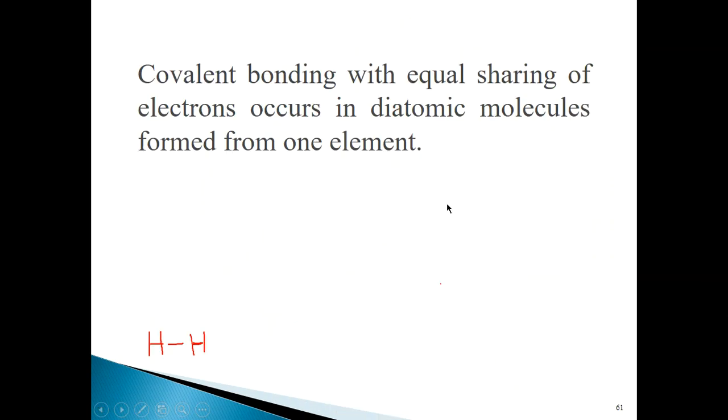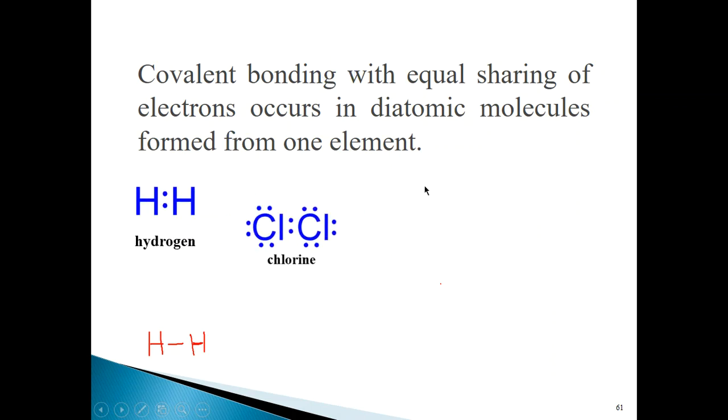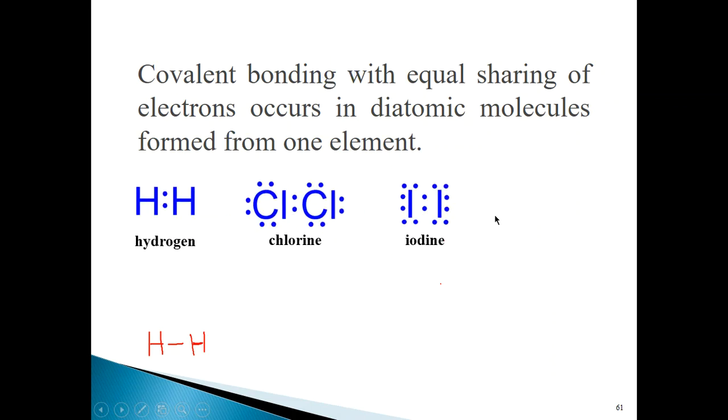All right. So covalent bonding will occur with equal sharing of electrons in diatomic molecules which are formed from one element. So you know that there are certain elements that exist as diatomic molecules, right? Hydrogen, chlorine, iodine, and nitrogen. These are 4 of, I think, 7 or 8 elements that exist as diatomic molecules. So these are their representations. These are actually the Lewis symbols or Lewis structures for these molecules.